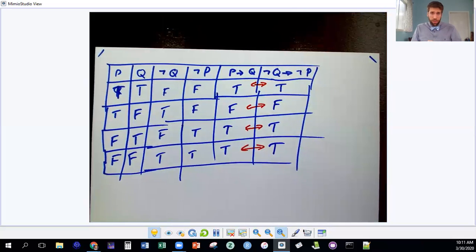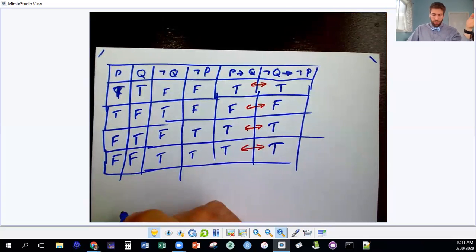So they are the same. This is called a contrapositive, and it's worth knowing. Okay, so we completed that. Now, if we think about the statement we want to prove, we want to write the contrapositive of this statement. So not odd means even.